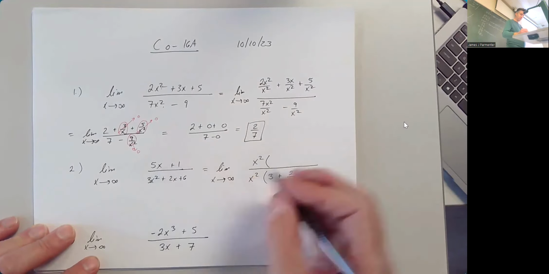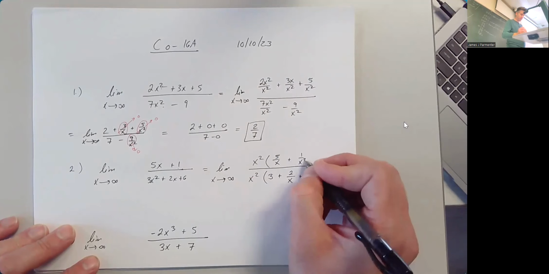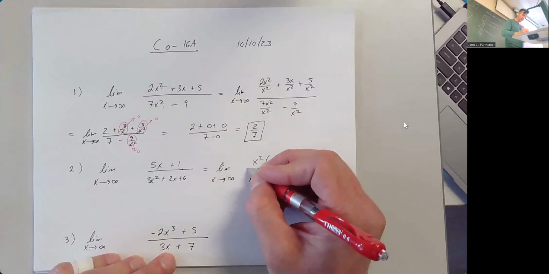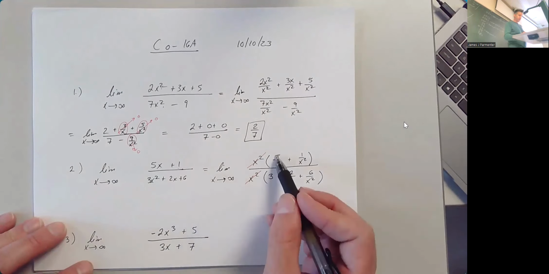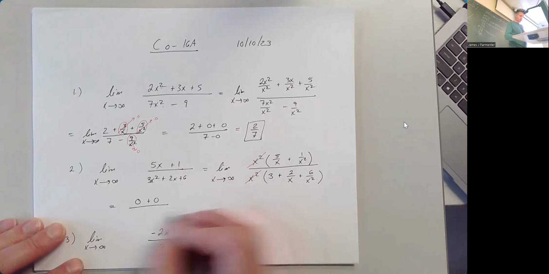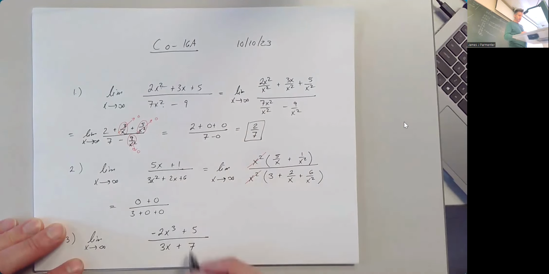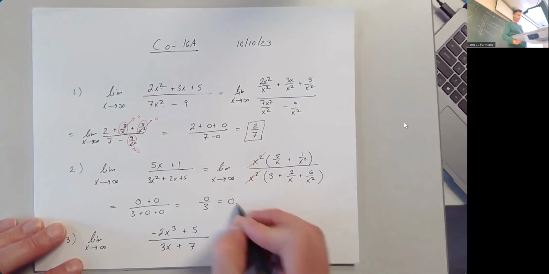5x divided by x squared simplifies to 5 over x. 1 divided by x squared is 1 divided by x squared. The difference here is I have to take the additional step, or at least think about the fact that x squared divided by x squared is just 1. So those will cancel each other out. And then it's the same idea. As x gets very, very large, 5 over x is going to be super small. 1 over x squared is also going to be very small. 3 is just 3. 2 over x goes to 0. 6 over x squared goes to 0. So we end up getting 0 divided by 3. 0 divided by 3 is 0.